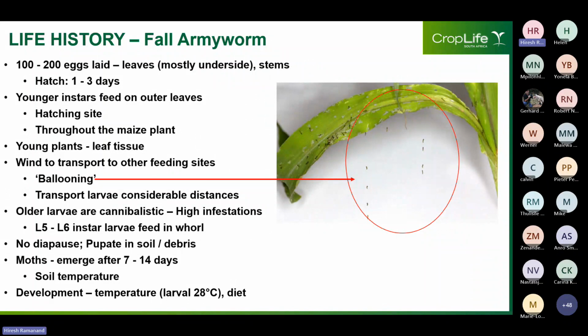Before I move on to the older larvae, many of you may be wondering how the newly hatched larvae spread to other sites. The answer is simple. These small larvae spin silken threads which can then catch the wind to transport larvae to other feeding sites. This behavior is called ballooning and can transport newly hatched larvae over considerable distances. Ballooning is one of the reasons why infestation levels of a field can reach 100% and why larvae may also be found on unrelated crops nearby.